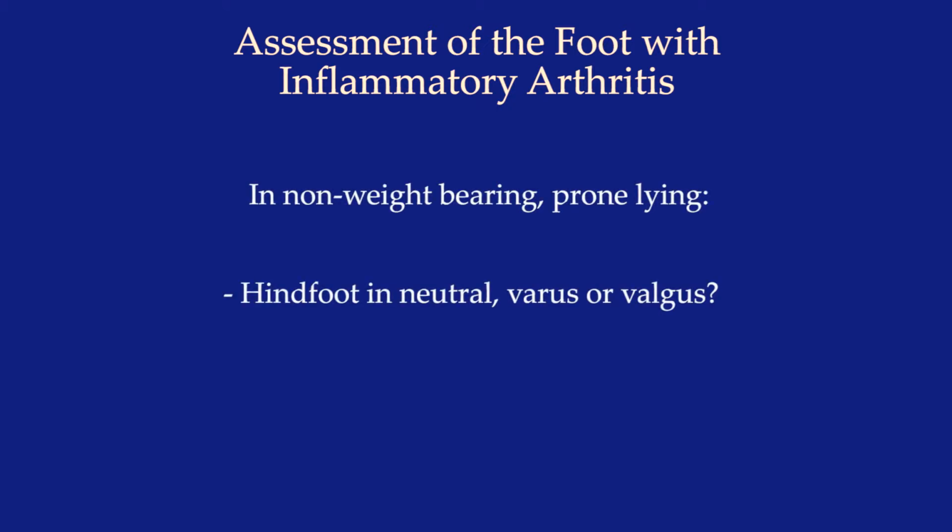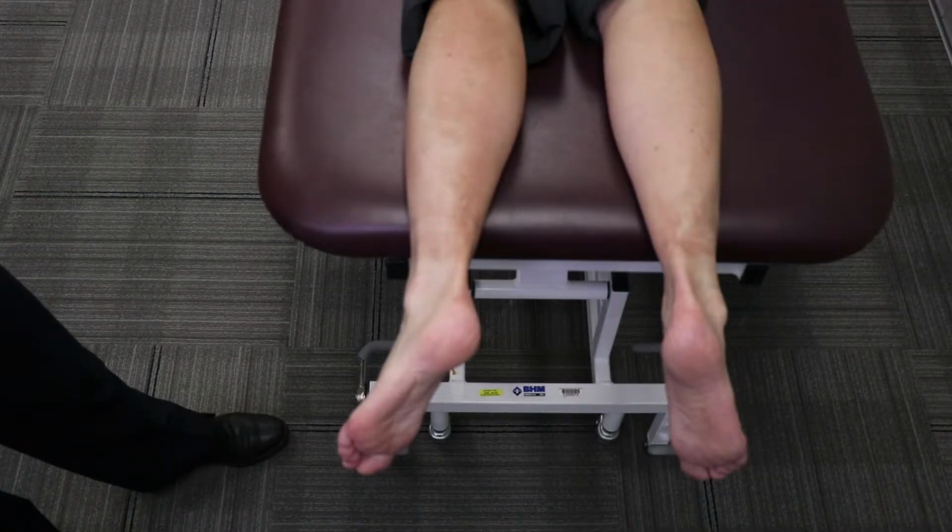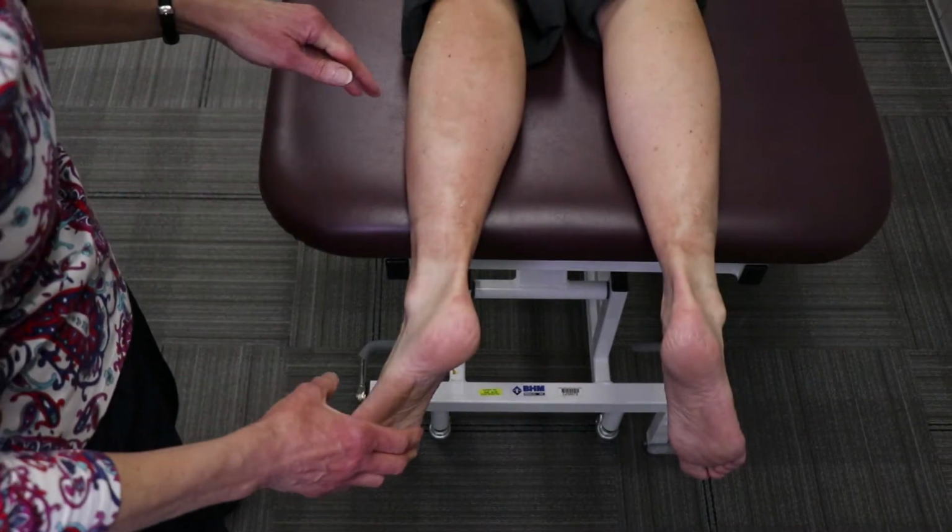First, we assess the relationship between the lower leg and the hind foot. In non-weight bearing, is the hind foot in neutral relative to the leg, or is it in a varus position, meaning toward the midline, or in a valgus position, meaning away from the midline? Next, we want to assess the relationship between the forefoot and the hind foot, and we use the same terms to describe its position. Once the patient is comfortable on the plinth, ask them to relax their foot and then position it so that the plane of the back of the calcaneus is parallel to the floor.